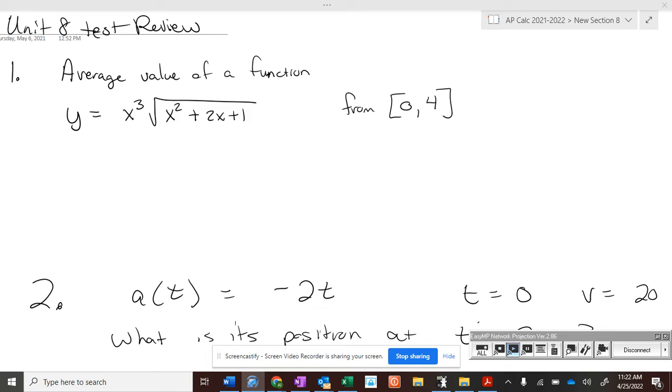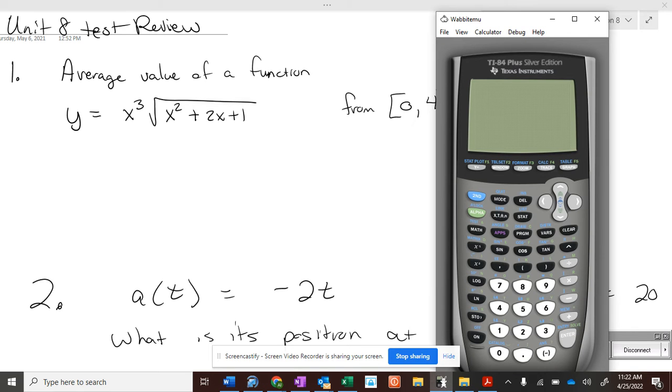Okay. Average value of a function. y equals x cubed times the square root of x squared plus 2x plus 1, from 0 to 4. How do we find the average value of that function? Put it into the calculator.